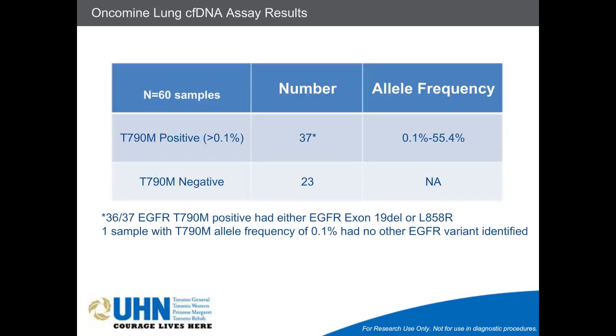And overall then, this just shows our Oncomine Lung cfDNA assay results. Of the 60 that we tested, 37 were positive. And of these 37, 36 of these also had an EGFR sensitizing mutation, typically the exon 19 deletion or L858R. One of them that actually had T790M was positive at a low level of 0.1%. We did not detect any other EGFR variant. So that may just represent some difference in the ability to detect all of the EGFR variants at that low level. And 23 of the samples then were negative for T790M.